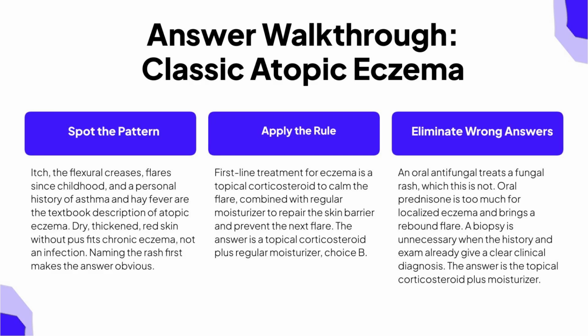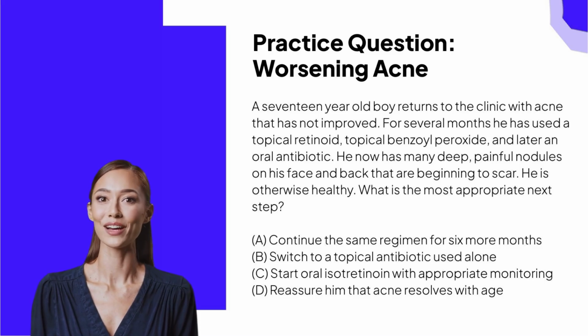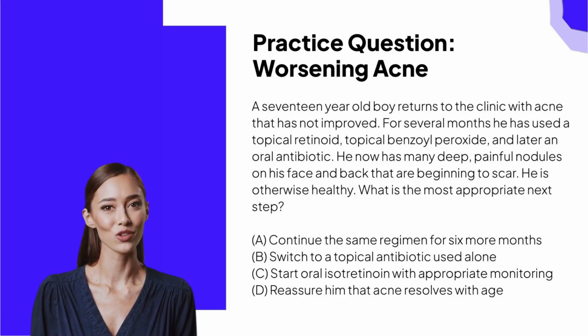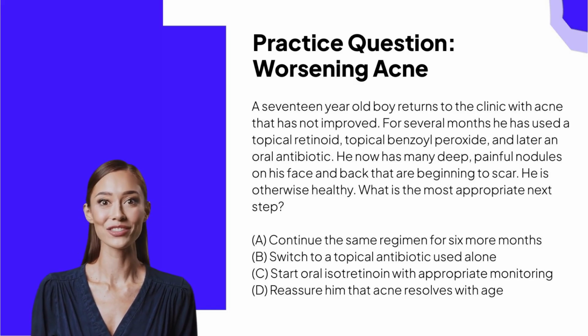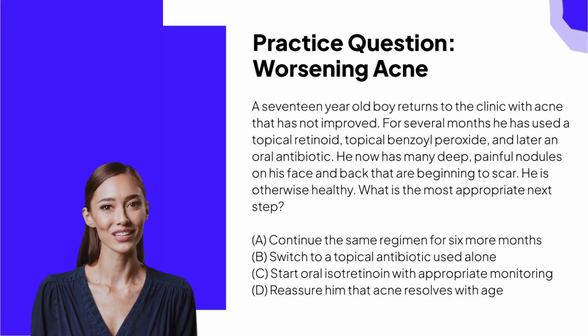The answer is B. Our second question, all about the acne ladder. A 17-year-old boy returns with acne that has not improved. Over several months, he has used a topical retinoid, then topical benzoyl peroxide, and later an oral antibiotic. Despite that, he now has many deep, painful nodules on his face and back that are starting to scar. He is otherwise healthy. What is the most appropriate next step?